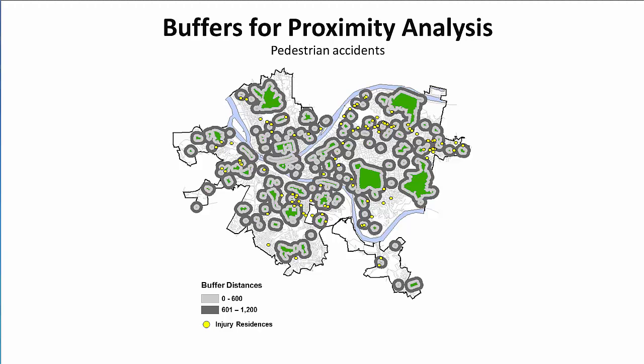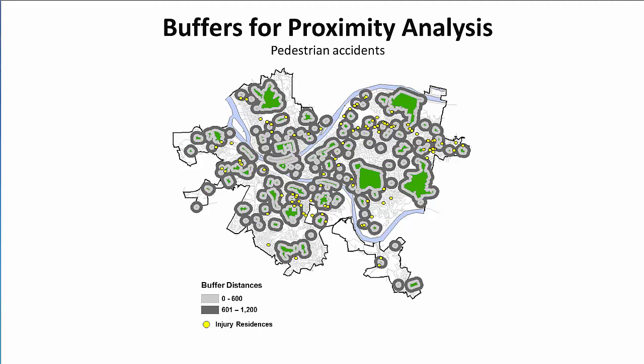Further explanation or exploration that wasn't shown here was overlaying this with how many kids actually live within those buffers. So that would be looking at something like an injury rate. The data set here could be just looking at the number of injuries within each one of the buffers, or the rate of injuries based on the number of injuries and also the number of kids.